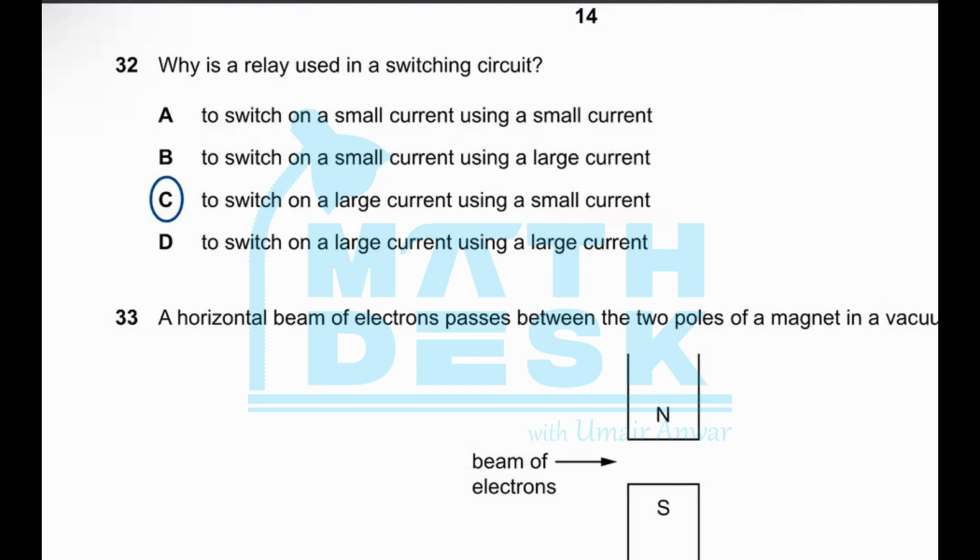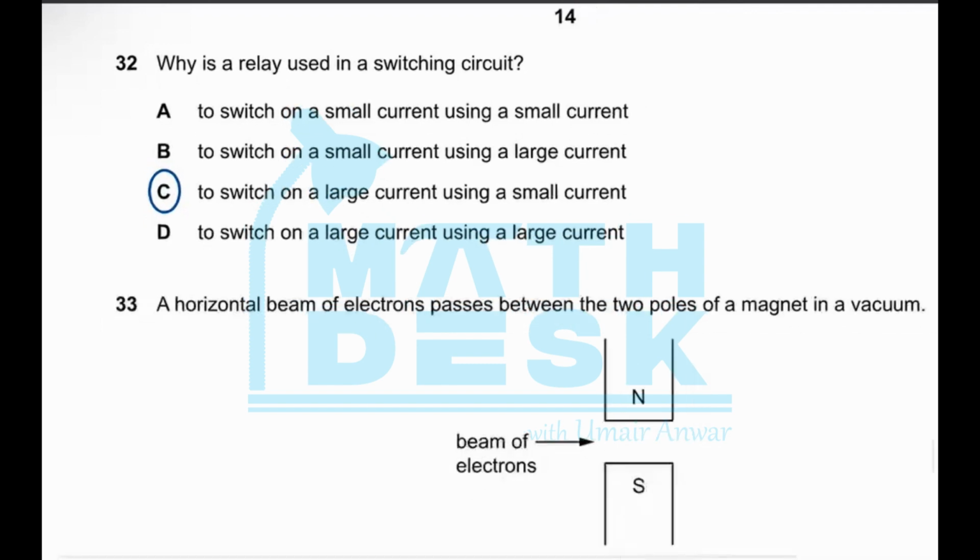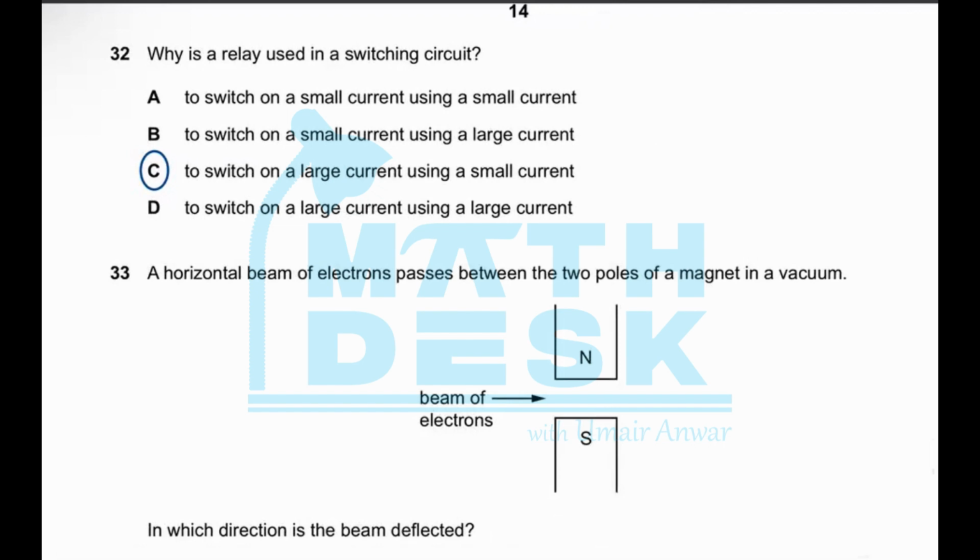So relay circuit uses a small current and it switches on a large current, which is to be used in the main circuit. Option D is to switch on a large current using a large current. This is also not correct. So option C is the reason why the relay circuit is used in the circuits, especially where large current is to be flown. So rather than switching on and off using a switch, a relay is used for the better operation of the circuit and the safety.